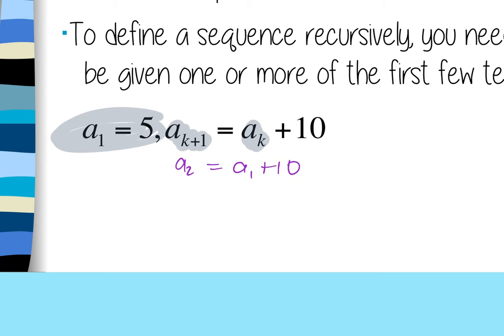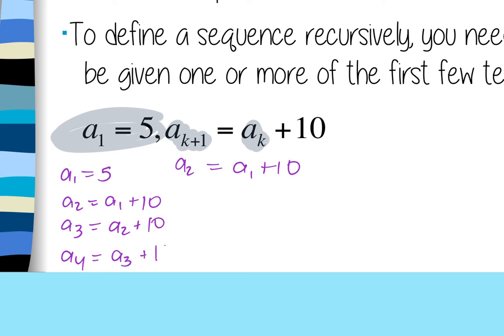So if I know A1 is 5, that is my first term. A2 is the term that comes before it, which would be A1 plus, not 5, sorry, 10. I don't know why I put 5. A3 would be A2 plus 10. A4 would be A3 plus 10. It's always take the number that comes before it, and then in this case, add 10 to it. So if A1 is 5, then A2 is 5 plus 10, which is 15. If A3 is A2 plus 10, then it's 15 plus 10, which is 25. A4 is the one that comes before it, 25 plus 10, which is 35.